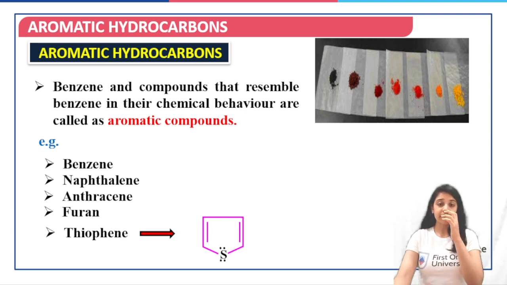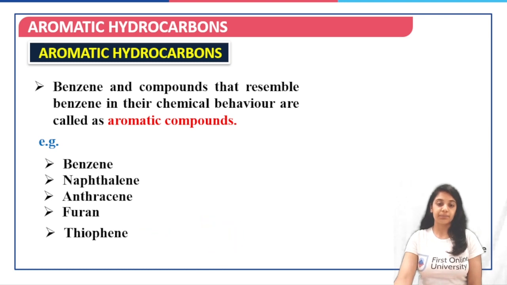And these are the various colors that you see. These are the various forms, at different stages with different chemical properties, of thiophene.